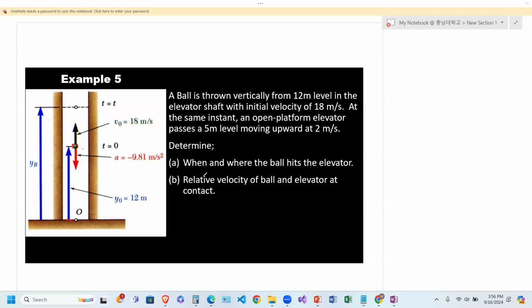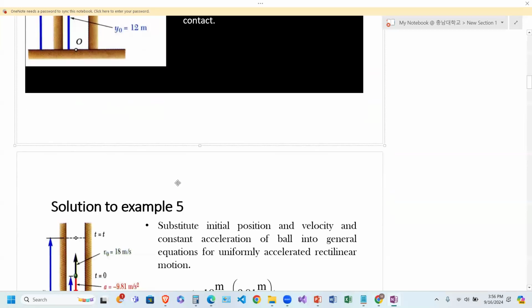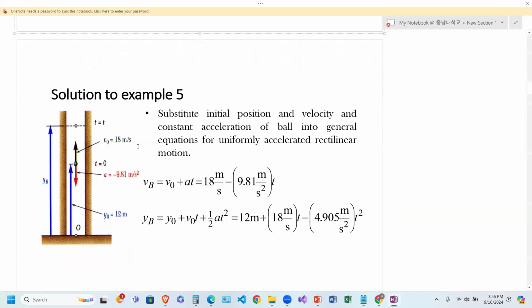So what we need to know is, first of all, we said we need to draw a diagram and then try to illustrate these things. I hope you're going to follow this example step by step, so that we're able to understand, okay? So now let's start. First of all, let's start with the ball.